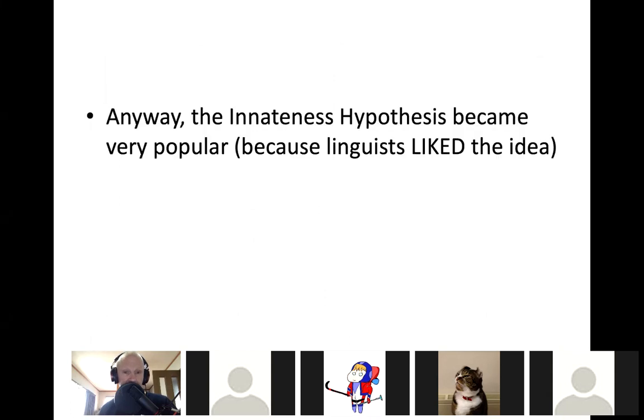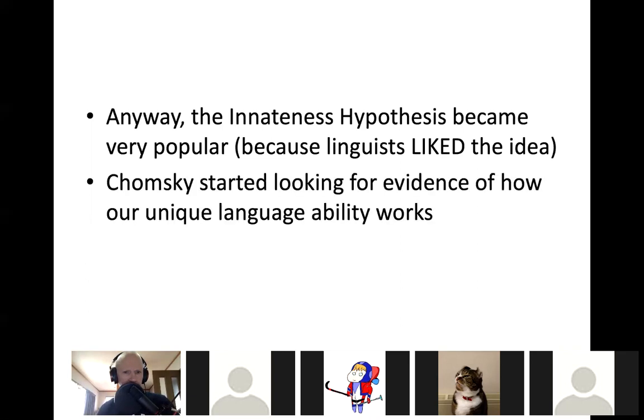Anyway, the innateness hypothesis became very popular because linguists liked the idea. So we will study rules of grammar, and this will tell us about the brain. They liked the idea, and Chomsky started looking for evidence of how our unique language ability works. So Chomsky was leading this, looking for these special grammar rules of syntax that we are born with. This is this big project.